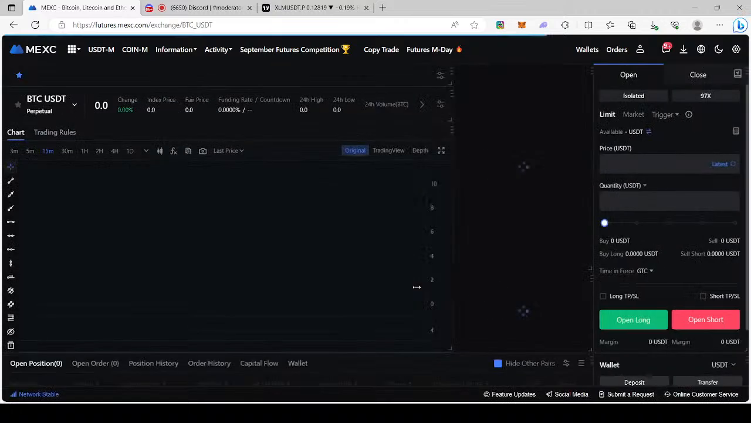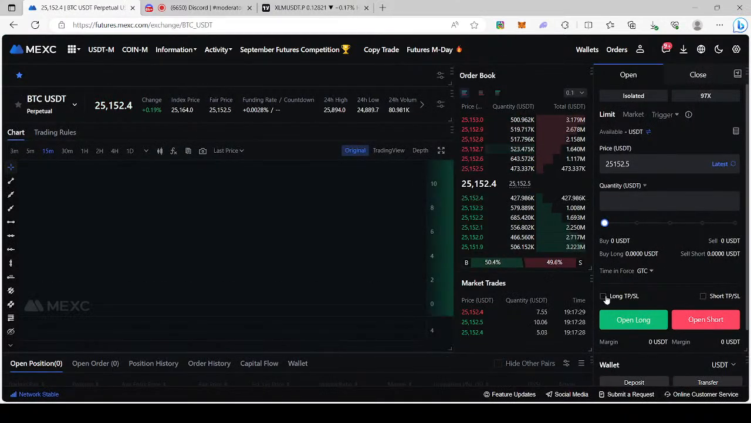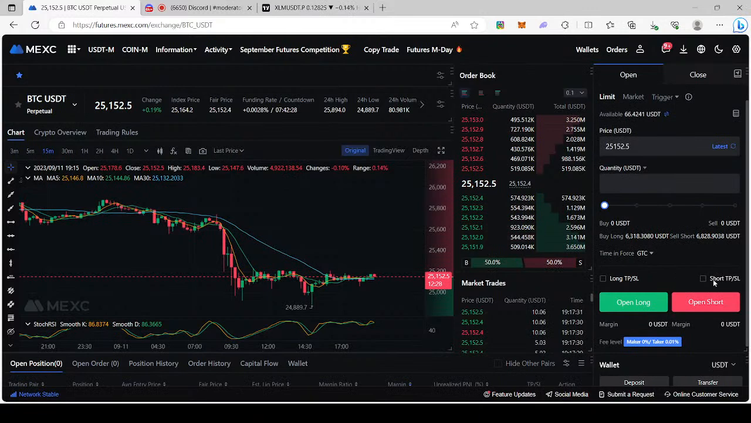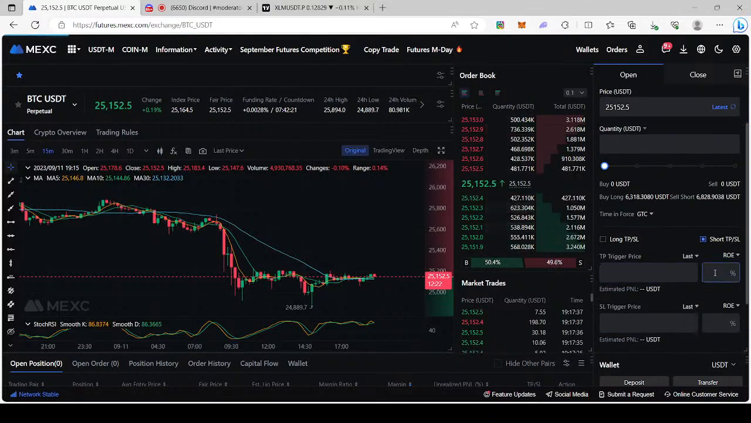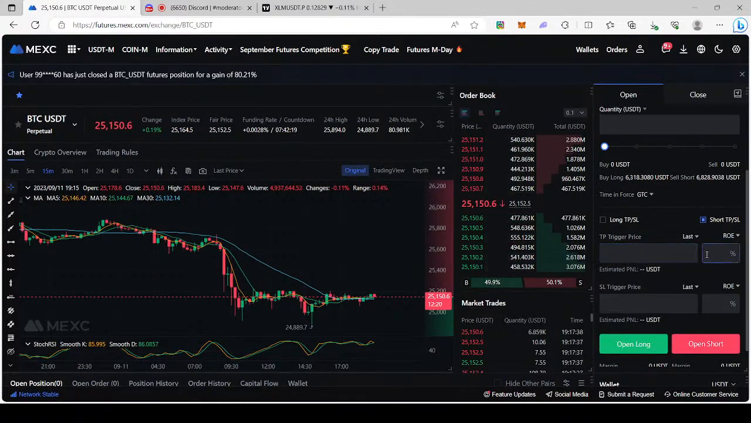Let's take a peek in here. You're already going to know if you're going long or short right off the bat. You click whichever one you're going to go right there. You're going short. You can put whatever ROE you want right there on the right-hand side, and you can just type it in.